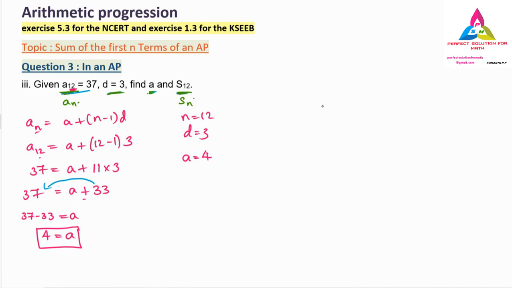The same method. For Sn, which formula are you going to apply: Sn is equal to n by 2 into 2a plus n minus 1 into d, or the simple one? Here again we have to see A12 and S12, both have the same n, that is 12, so we can go for n by 2 into a plus an. This formula is enough to find S. How much have they told you to find? 12. So n value is 12 divided by 2 into the a value we found, 4.